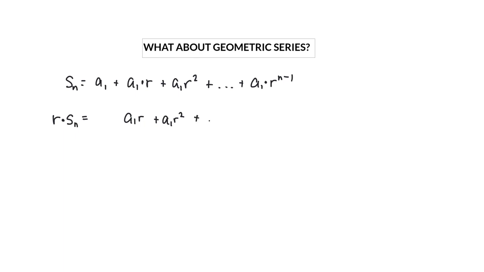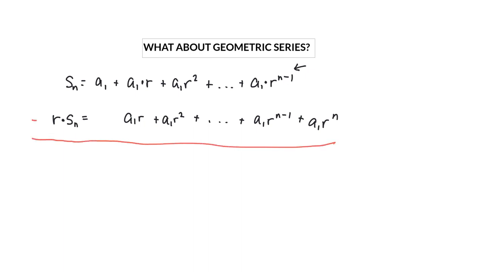Continuing on, I would eventually have an a sub 1 r to the n minus 1. And I would also have an a sub 1 r to the n. And that's because the last term in my series here, if I multiply it by an r, it would give me an a sub 1 r to the n. And what I've done is I've written these in a way that's suggestive of my next step. In the last derivation, we added both sides of the equation together because it gave us a nice result. In this one, we'll subtract these two equations from each other. And you'll see that that gives you a nice result.